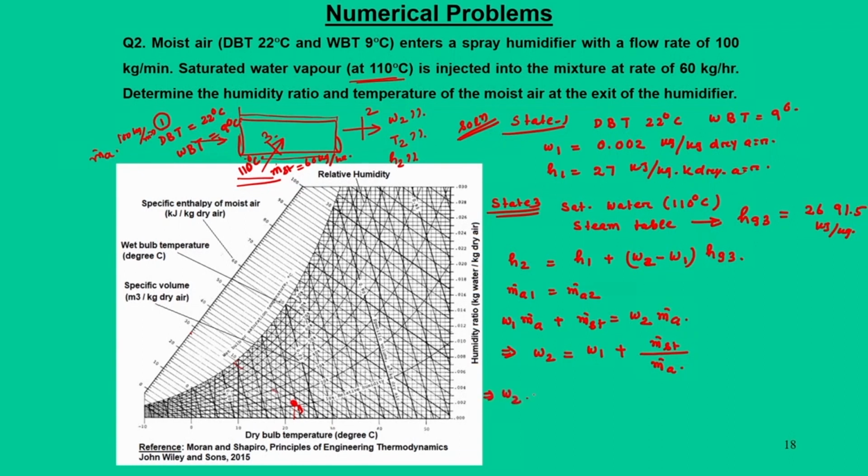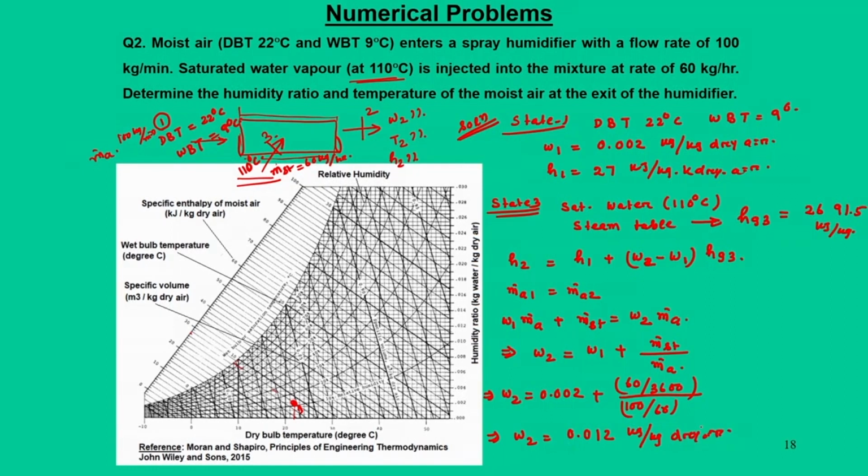So, omega 2 would be, omega 1 is already calculated, 0.002, and m dot steam is 60 kg per hour, so 60 by 3600 kg per second, and m dot A is 100 by 60 kg per second. So, this will give you omega 2 about a number 0.012 kg by kg dry air.